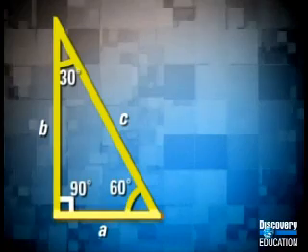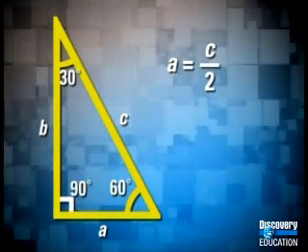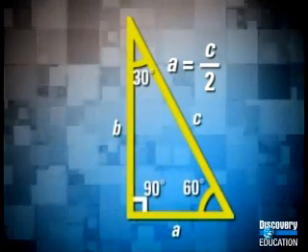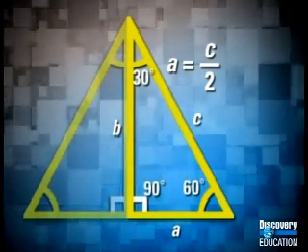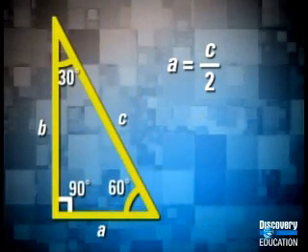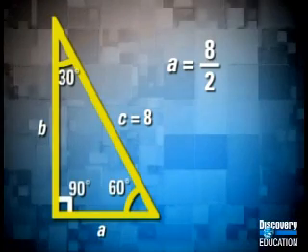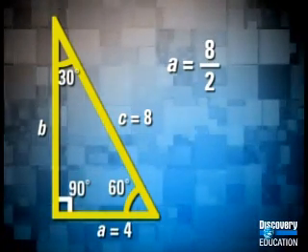In this triangle, the length of the side opposite the 30-degree angle is always exactly half as long as the hypotenuse. You can see how this makes sense because it's half of an equilateral triangle, which has all angles of 60 degrees. If the hypotenuse of this triangle is 8, then the side opposite the 30-degree angle must be 4.